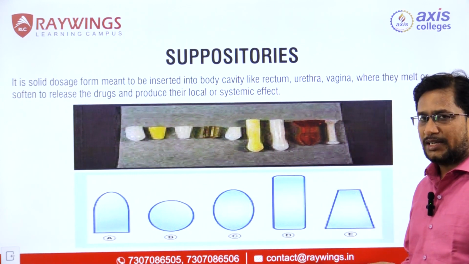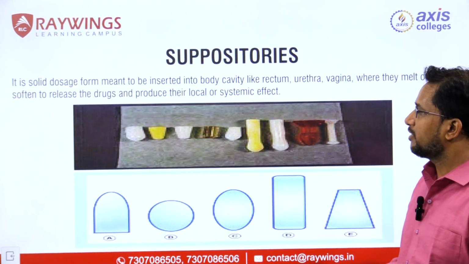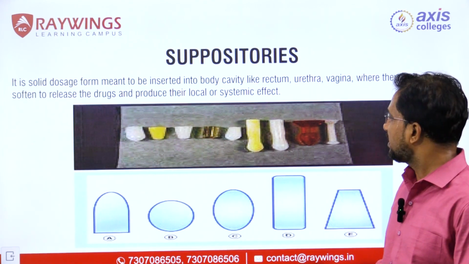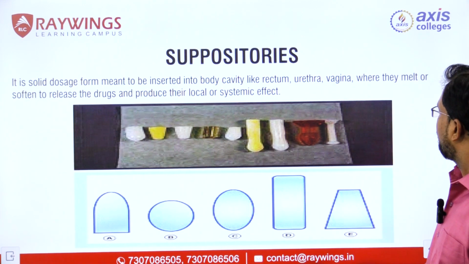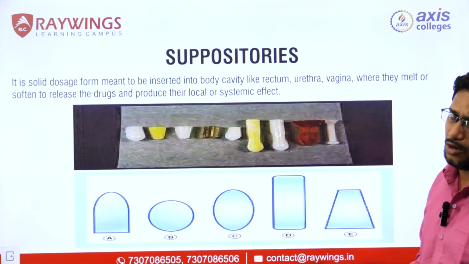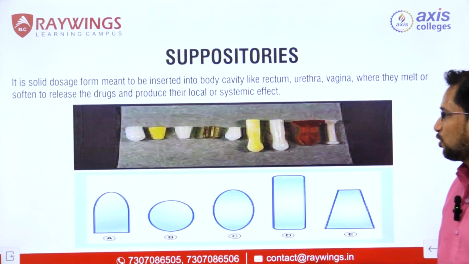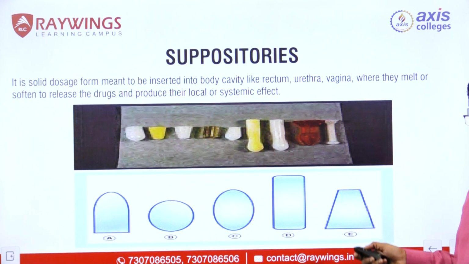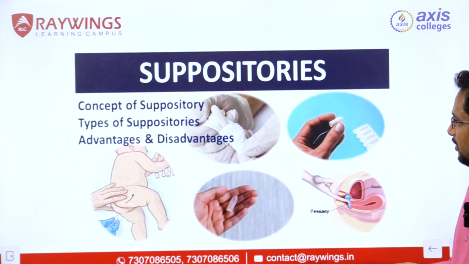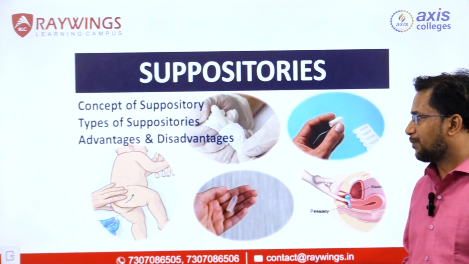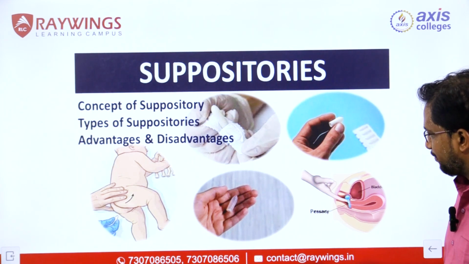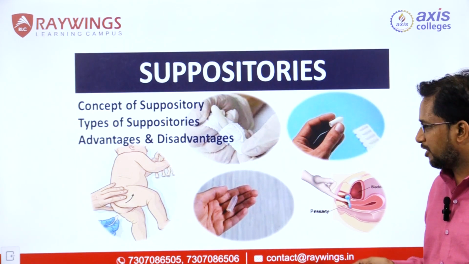This is the suppository and it has a definition. A suppository is a solid dosage form meant to be inserted into a body cavity like the rectum, urethra, or vagina, where it melts or softens to release the drug and produce its local or systemic effect. The picture shows suppositories of different shapes. This picture shows the concept of how to administer suppositories to the patient for their treatment.